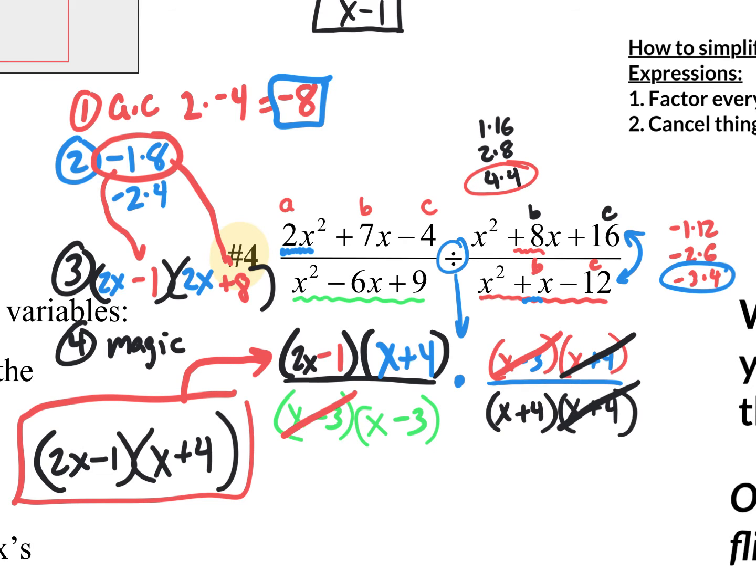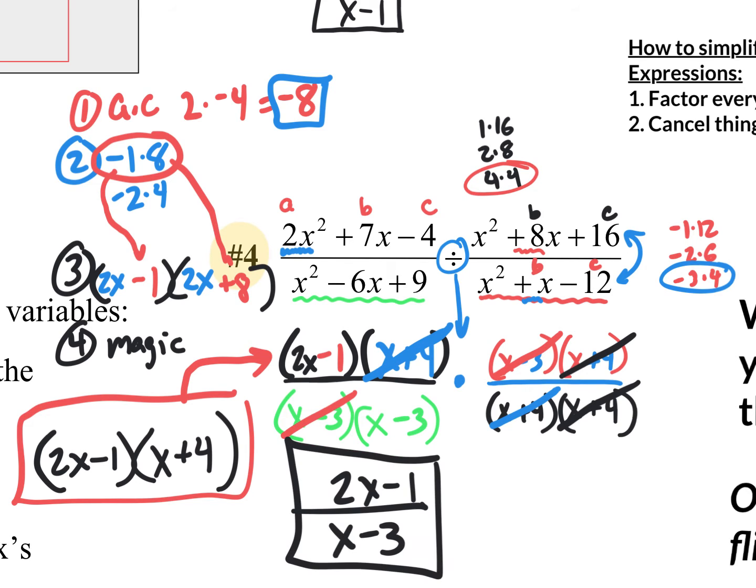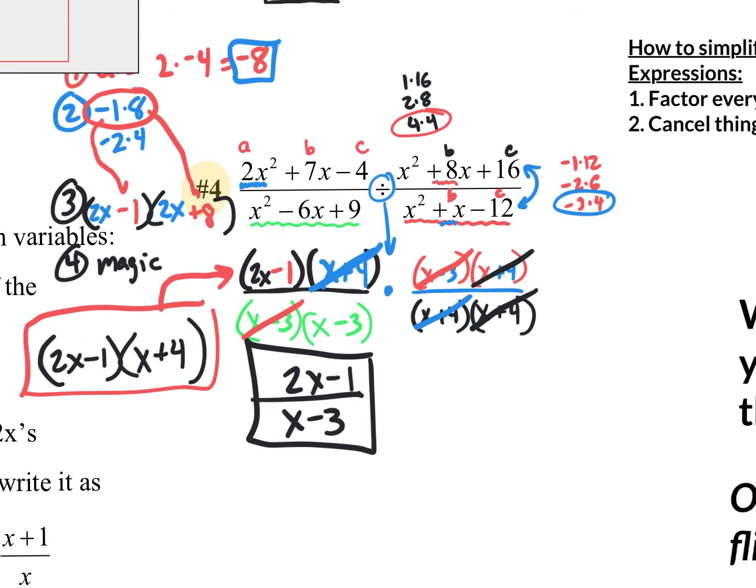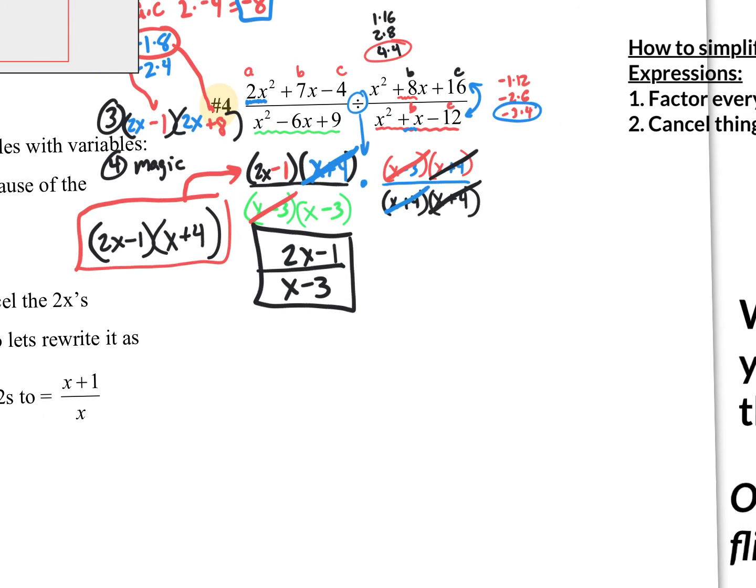Now that everything's completely factored, let's continue canceling. The x plus 4 down here will cancel with the x plus 4 up here. So the only thing left in your answer is 2x minus 1 up on top over x minus 3 on the bottom. Okay, so again, what we learned here was that when you divide by a fraction, you really multiply by the reciprocal of that fraction, right?